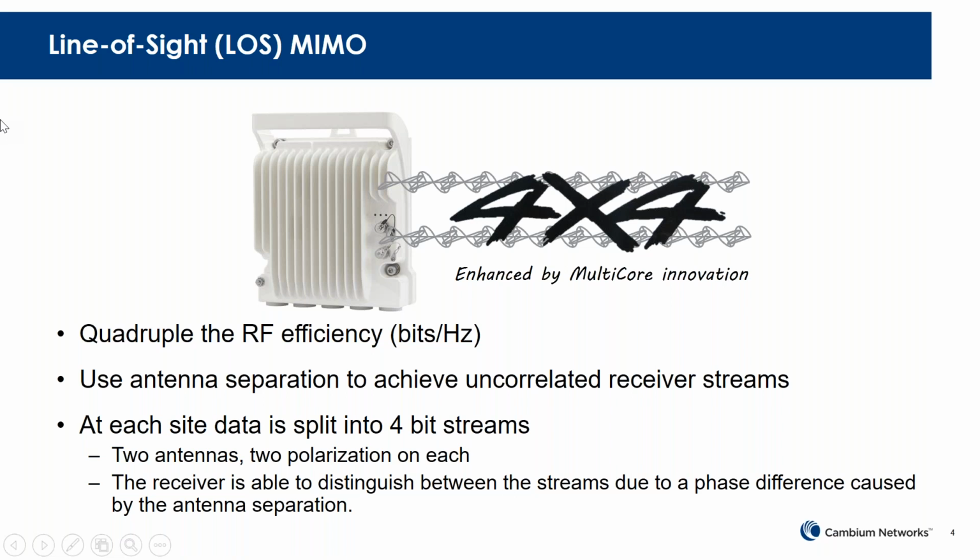And the way to do it is to use antenna separation to achieve uncorrelated receiver strings. So basically, we use the antenna space separation. We can form different phase of the RF signal. So at each side, the data is split into 4 bit streams.